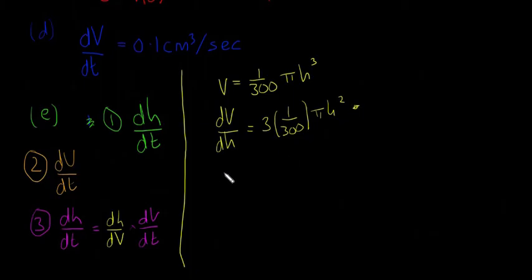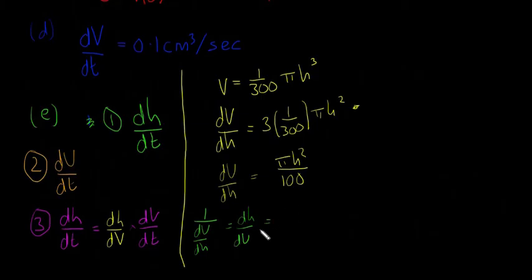I'm going to drop a line again. And again, dV/dH then will give us pi h squared over 100. So the 3 is going to cancel with the 300 to give 100. Okay, we have dV/dH, but we want dH/dV. If you remember back to the first video where we talked about related rates of change, there is a way we can relate these. We know that 1 over dV/dH is equal to dH/dV.